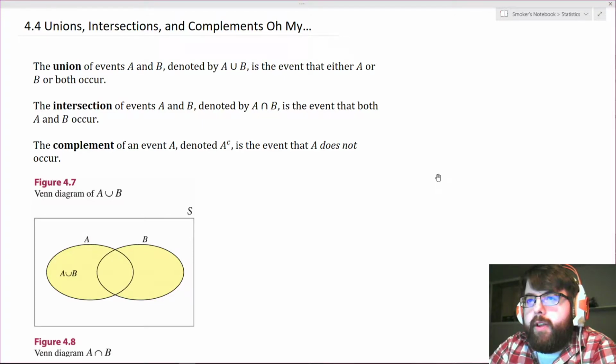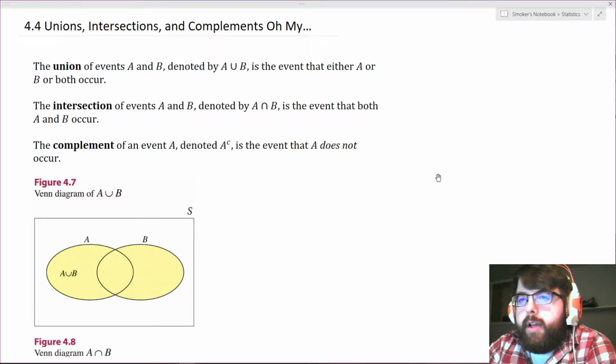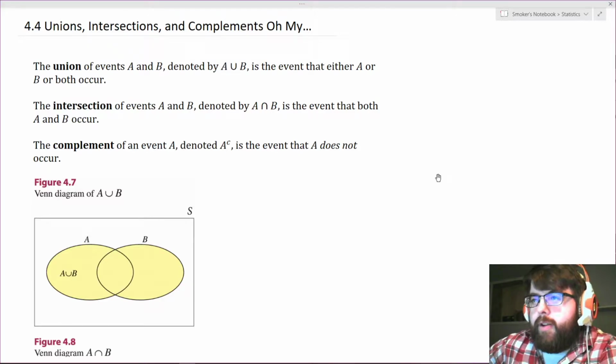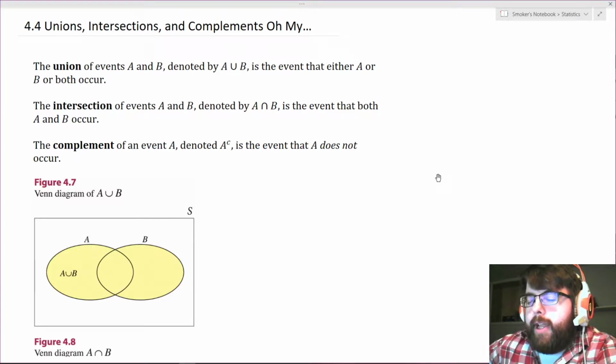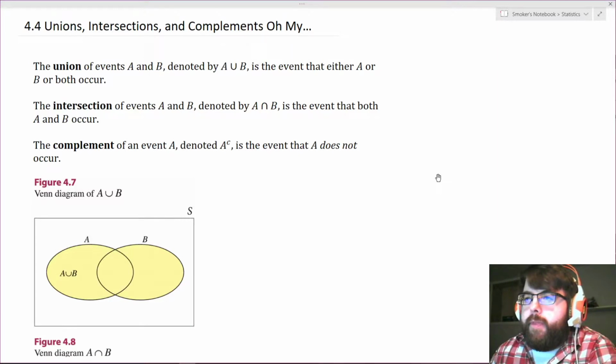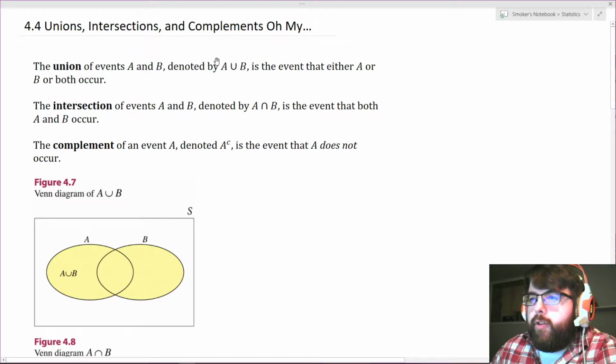So here we go. Unions, intersections, and complements. The union of two events A and B is the event that either A or B will occur. That means whatever the probability of A is and whatever the probability of B is, A union B is that one of those occurs. And we symbolize that, if you can see my cursor here, with this upside down U looking thing.